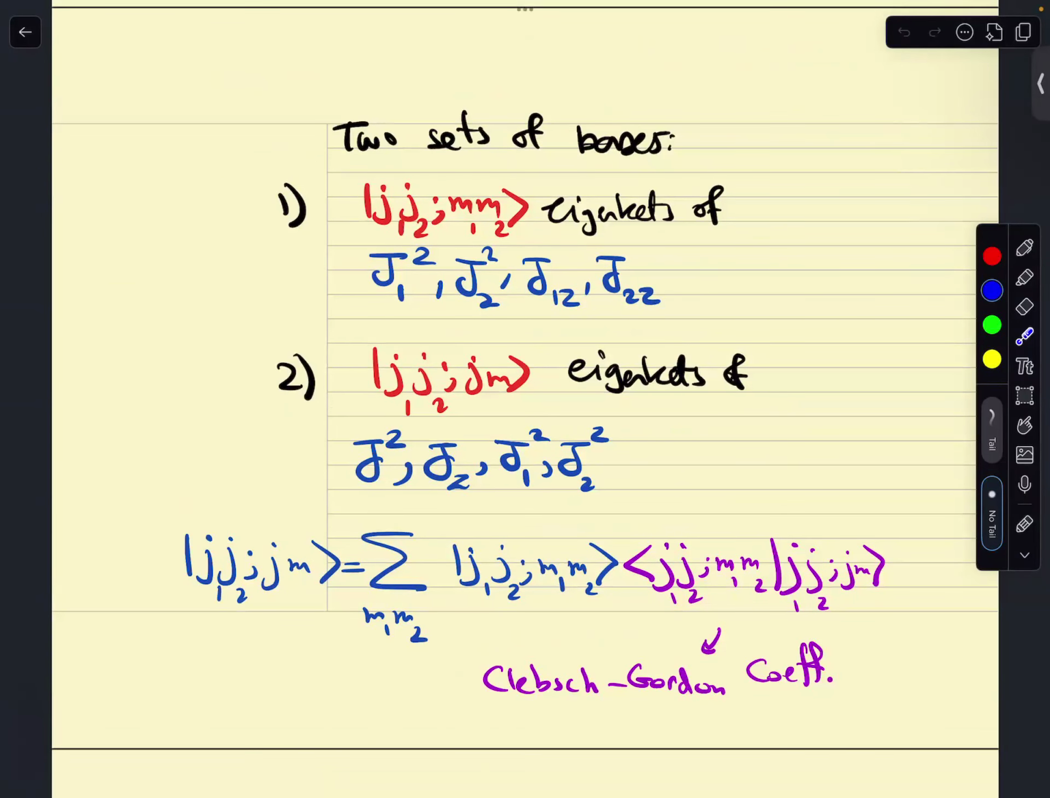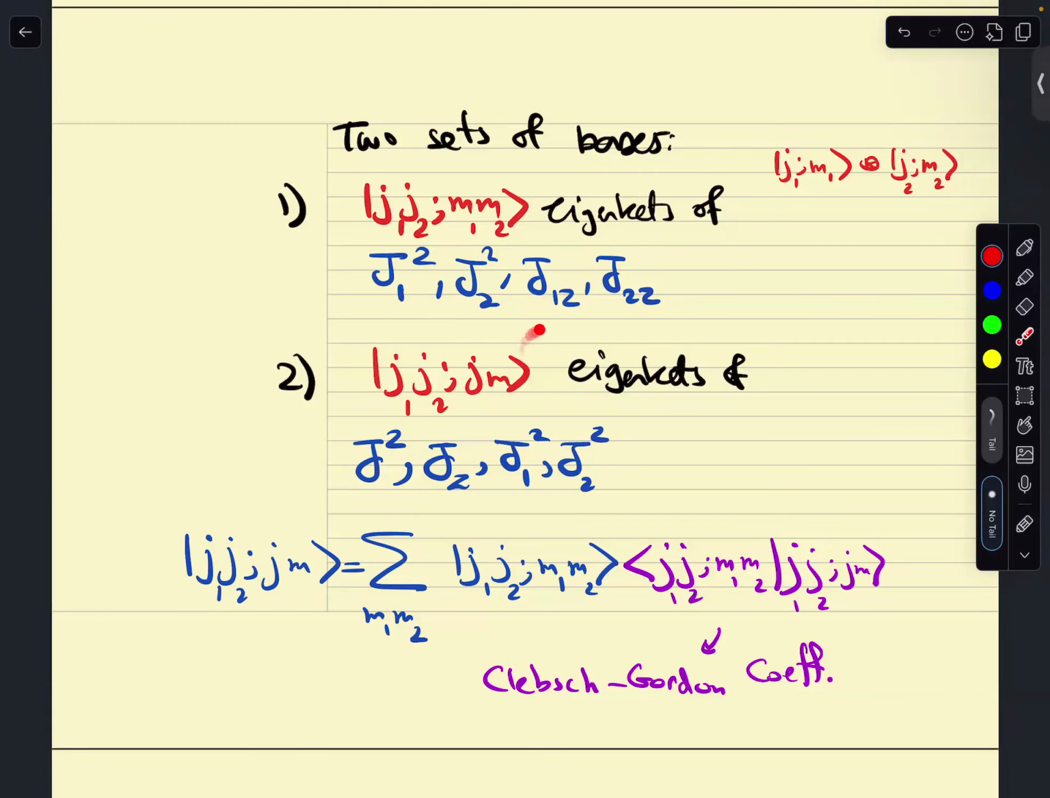So the story got interesting when we noticed that there are two sets of bases we could use to describe this system. The first one is J1 M1 and J2 M2. This is the tensor product, so you could view it this way as well. It's the tensor product of the two degrees of freedom. So here, these kets are simultaneous eigenkets of J1 squared, J2 squared, J1z, and J2z, right?